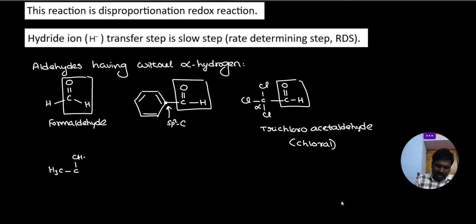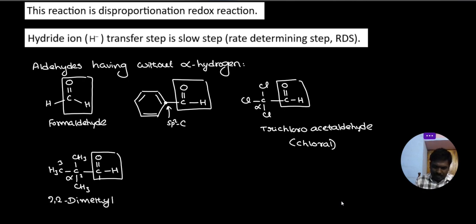Now, another example. (CH3)3C-CHO. It is the functional group. The adjacent carbon is the alpha carbon, an sp3 carbon. So it is also involved in the Cannizzaro reaction. What is the name? 1, 2, 3. 2,2-dimethylpropanal. So these are all involved in the Cannizzaro reaction because they don't have alpha hydrogen.